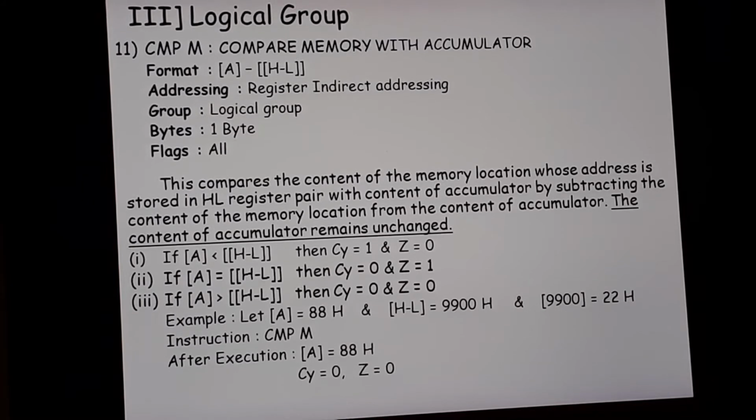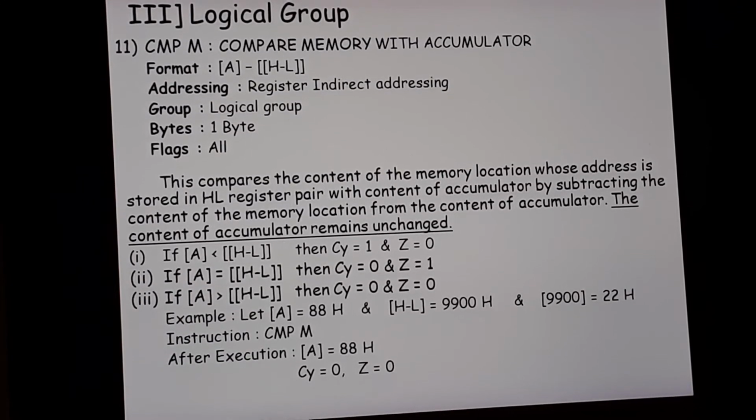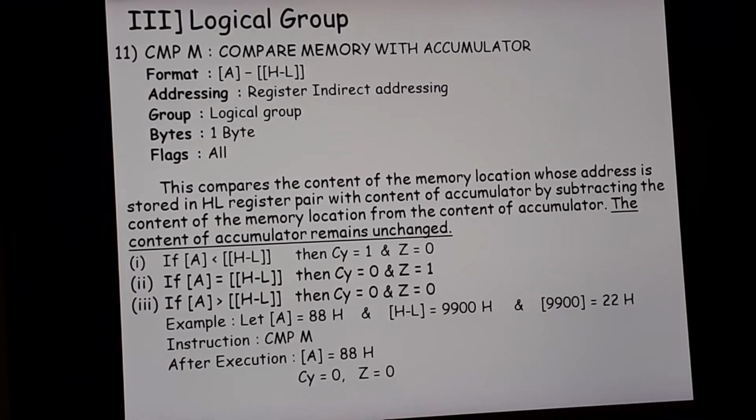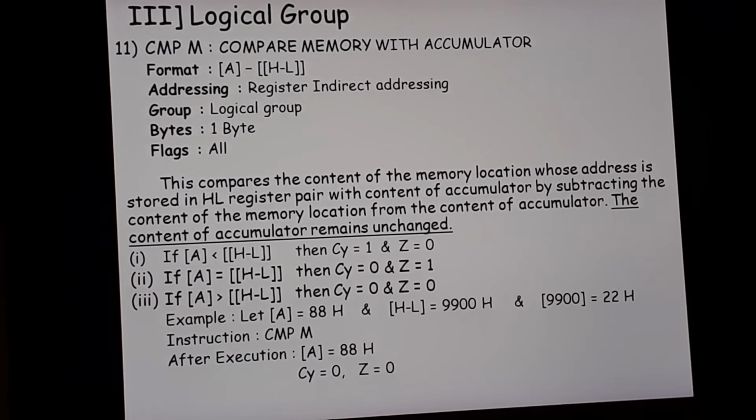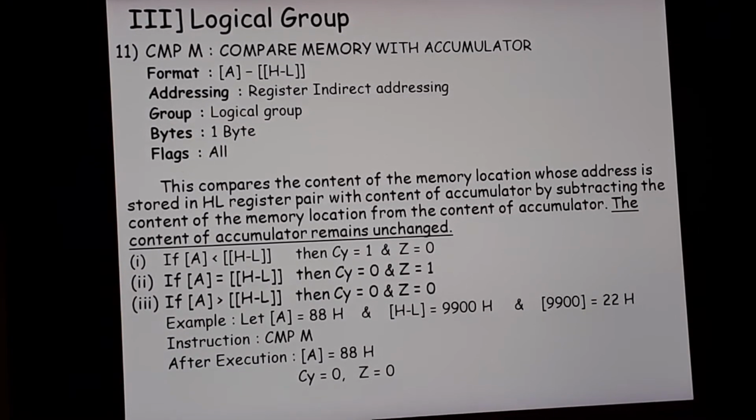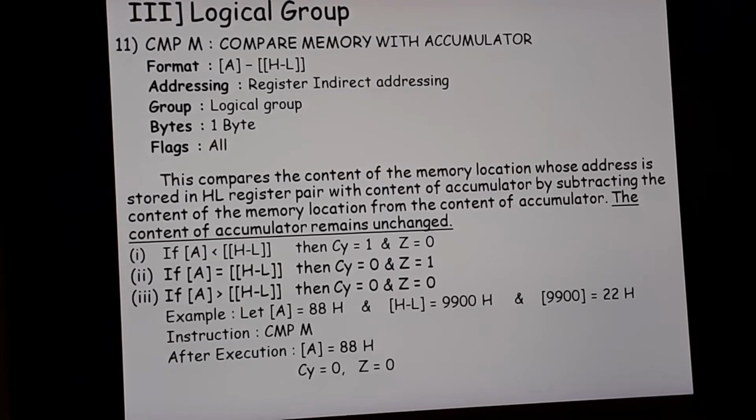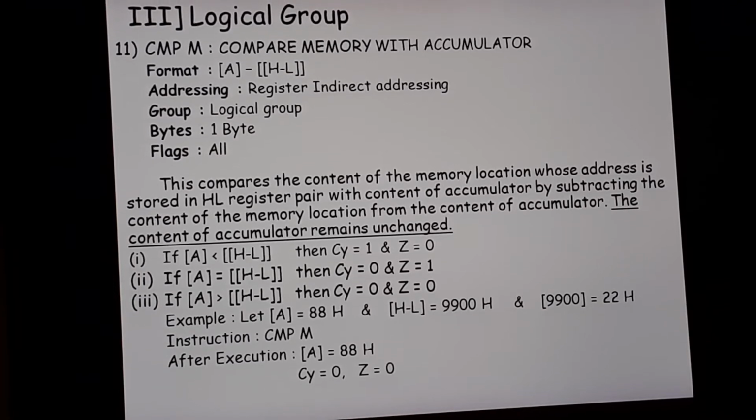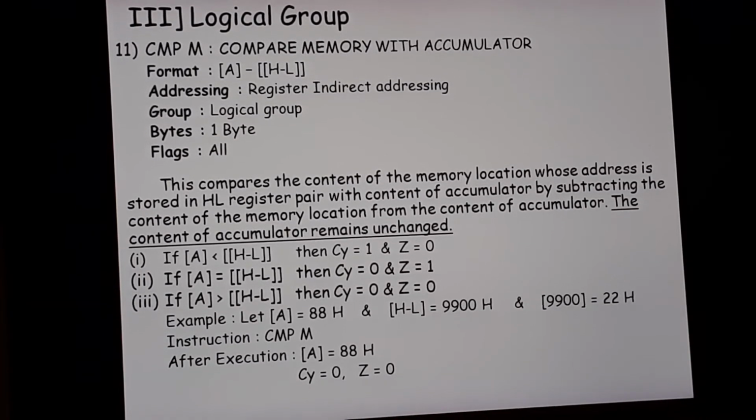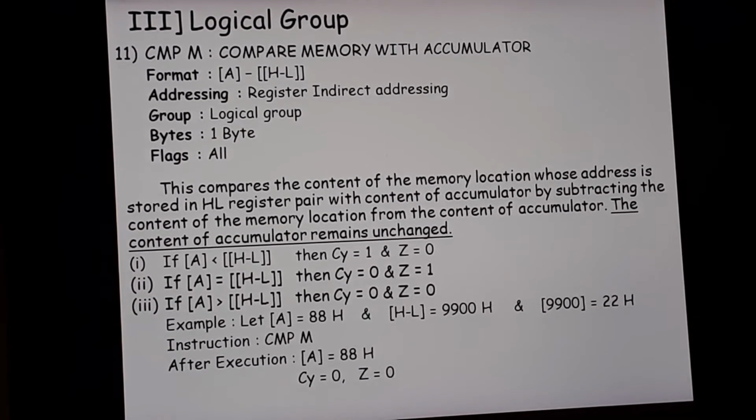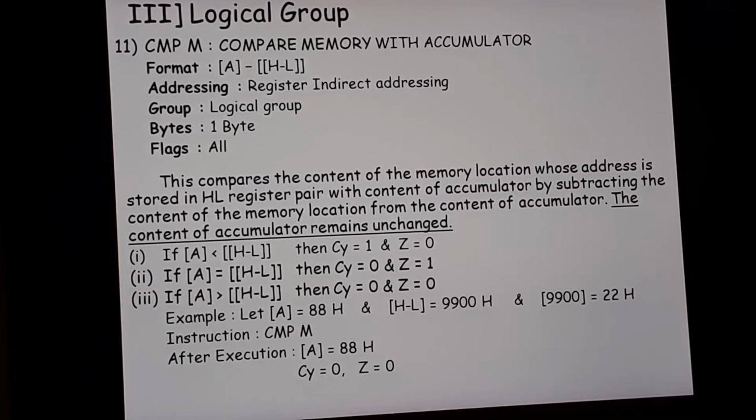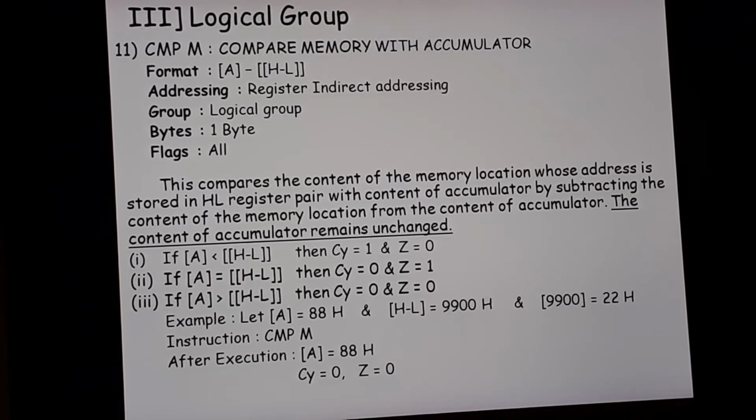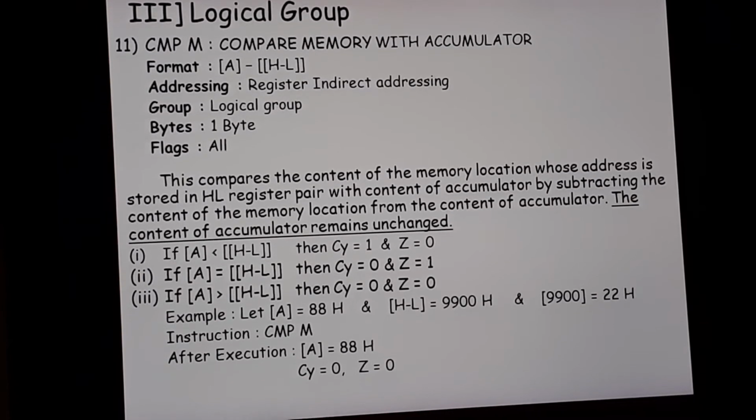So rule number 1: if accumulator content is less than the HL pair content, then CY is equal to 1 and Z is equal to 0. If you don't write Z also it will be fine. Then second, if accumulator is equal to the HL pair content, then CY will be 0 and Z will be 1. Third rule, if accumulator is greater than the HL pair content, then both the flags CY and Z are equal to 0.